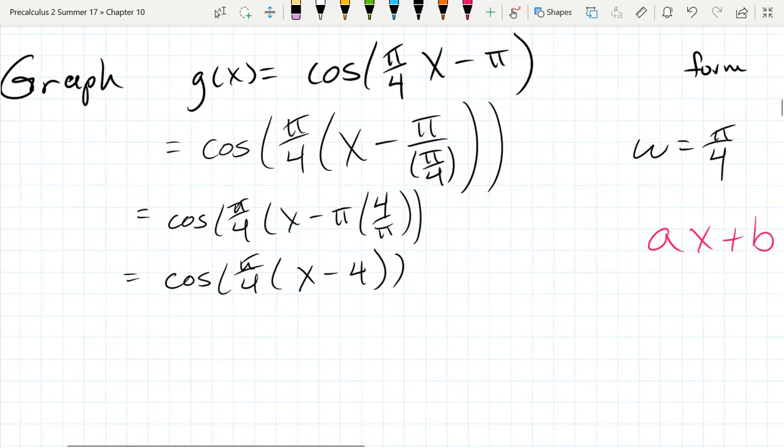I am writing pi very ugly. I'm going to make this look a little nicer. Okay, so here's our function.